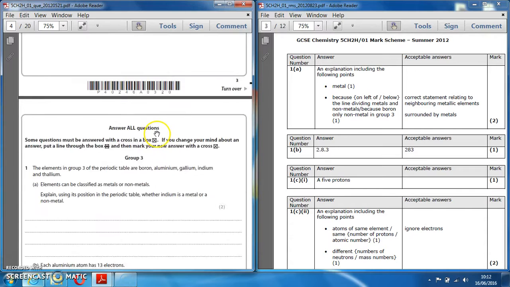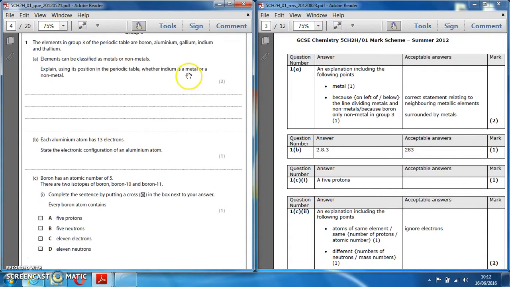So the main thing that you're looking at here is you're going to make a decision whether it's a metal or a non-metal. It's going to be a metal. Why? That's the position. It's going to be on the left-hand side of the periodic table. That gets you the 2 marks. Metal on the left-hand side.